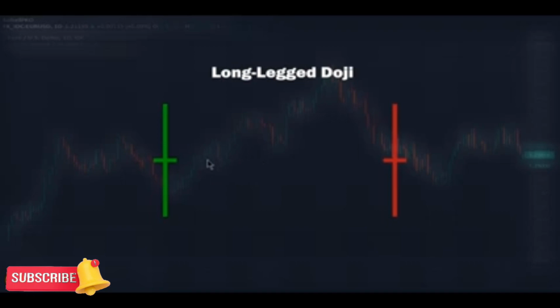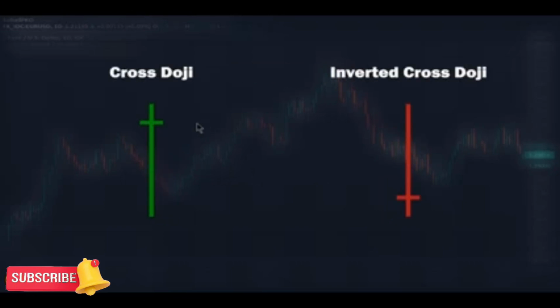But plus sign doji has greater amount of indecision and is more significant than the long leg doji because in long leg doji, buyers and sellers were more active in the session. In comparison to spinning tops, long leg doji is more significant because in spinning tops we have body, but here in long leg doji we don't have any activity from buyers and sellers between open and close, and this shows greater amount of indecision. Cross doji and inverted cross doji.